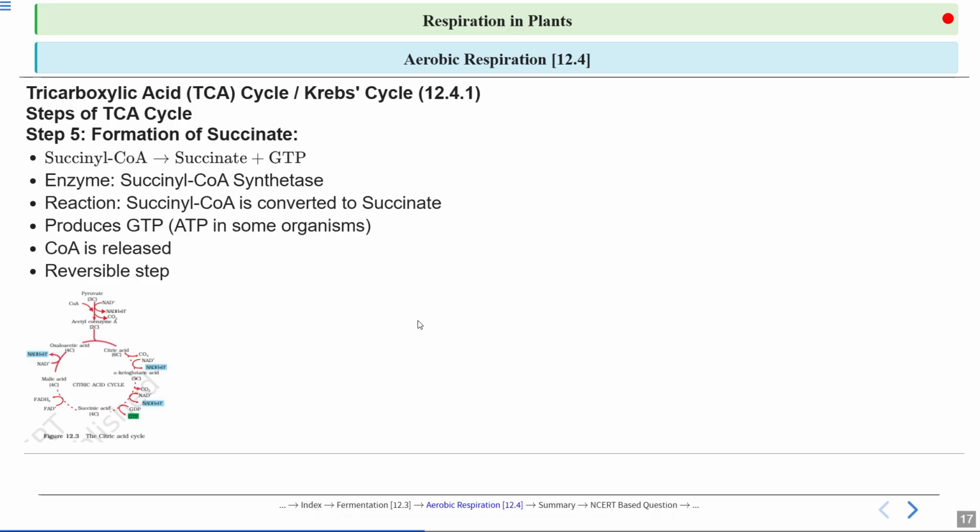So here we can see that in this step where succinyl coenzyme A is converted to succinic acid or succinate, GTP is produced. So succinic acid, it is a 4-carbon molecule.